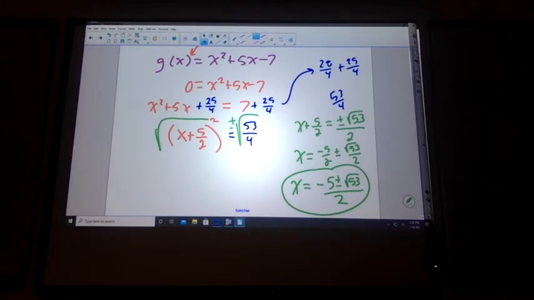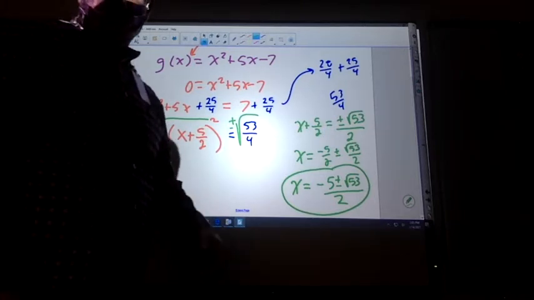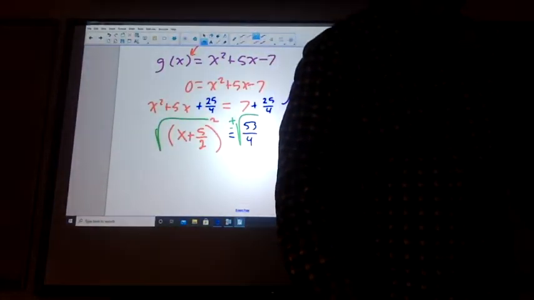I have had students from Algebra 1 all the way through Calculus make a sign error. Because it sucks. I don't like the formula. I don't like it at all. Okay, I'm off my soapbox now.